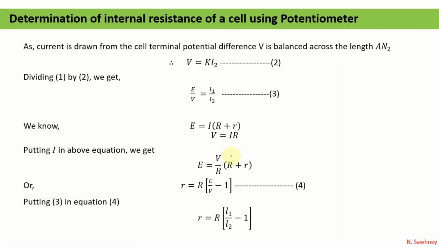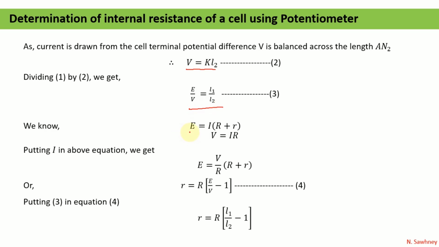As current is drawn from the cell, it will become the terminal potential difference V. So here it will not be EMF, because now we have considered the resistance. So it will become terminal potential difference. So V is equal to K times L2. Again dividing the two equations, we have obtained E upon V is equal to L1 upon L2.